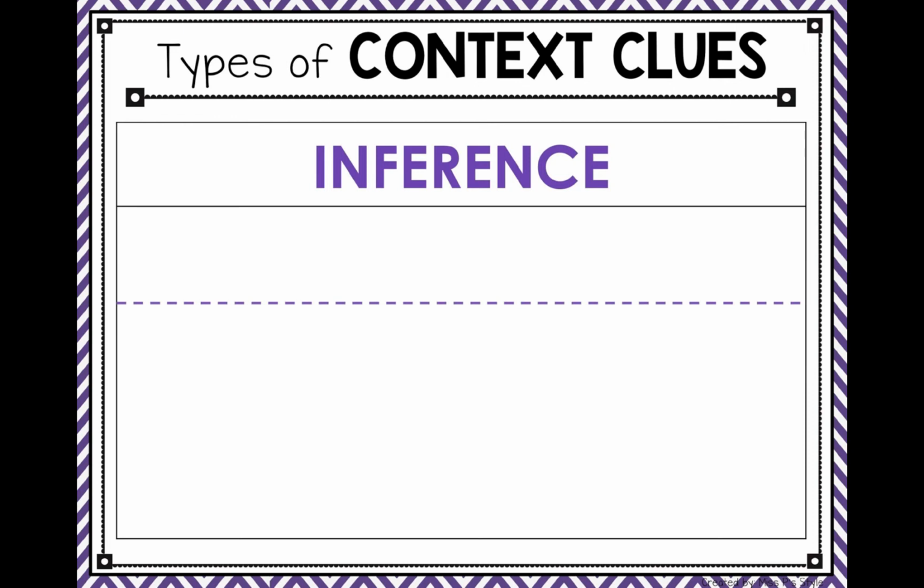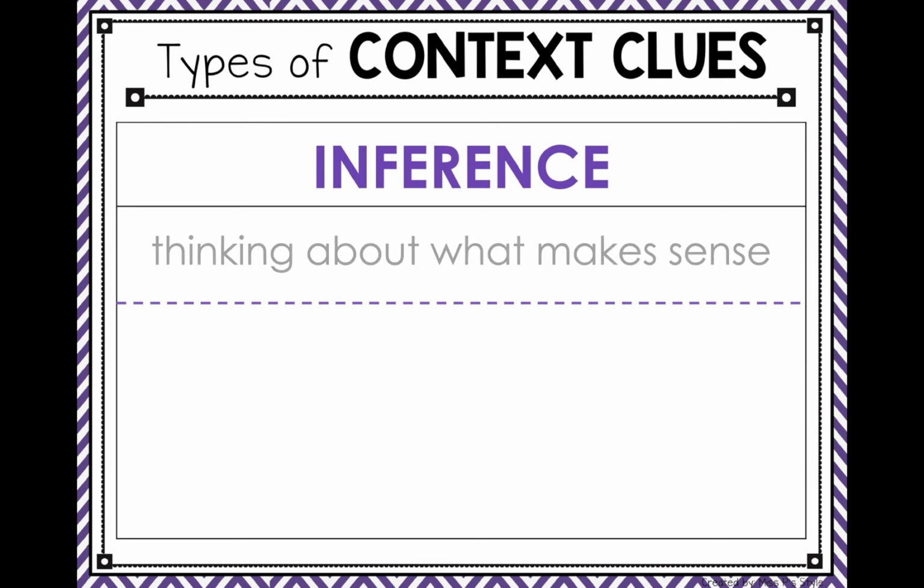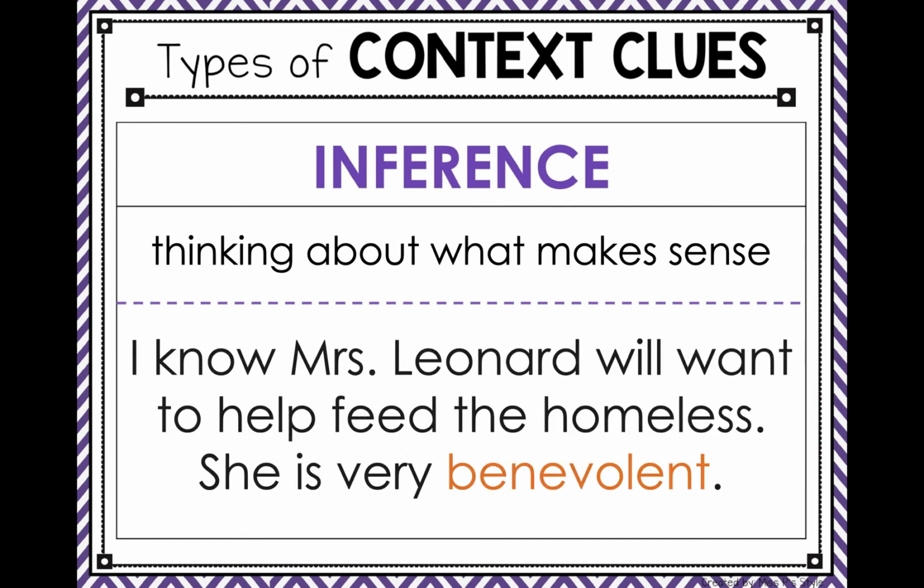Another type of context clue you might come across is an inference, and that's when you just think about what makes sense. We talked about making inferences last week. I know Mrs. Leonard will want to help feed the homeless. She is very benevolent. So from the underlined phrase, she will want to help feed the homeless, you can infer that benevolent means that she is kind.